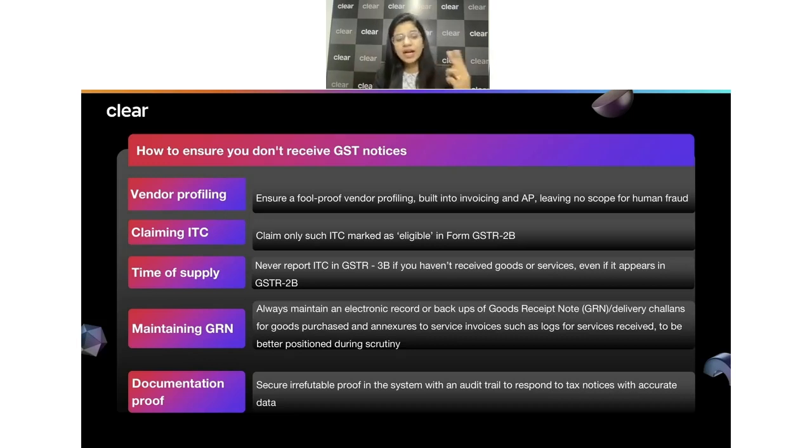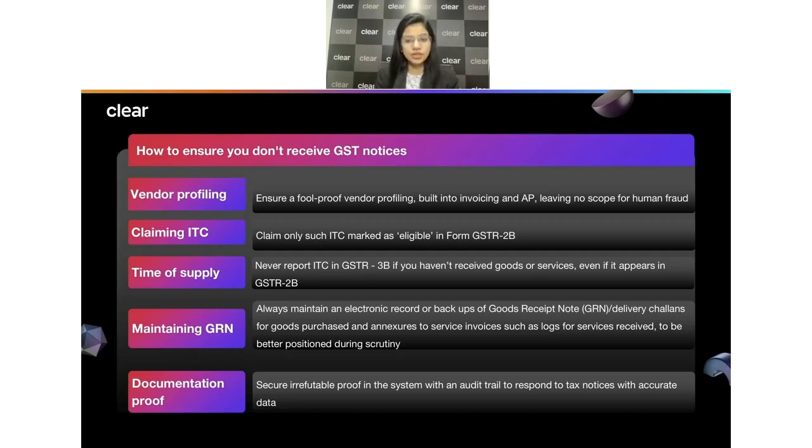Right? So this was another problem which we always face when it comes to the ITC, the claiming of the ITC in respect of the import of goods. Then the next part over here is the reverse charge thing, right?